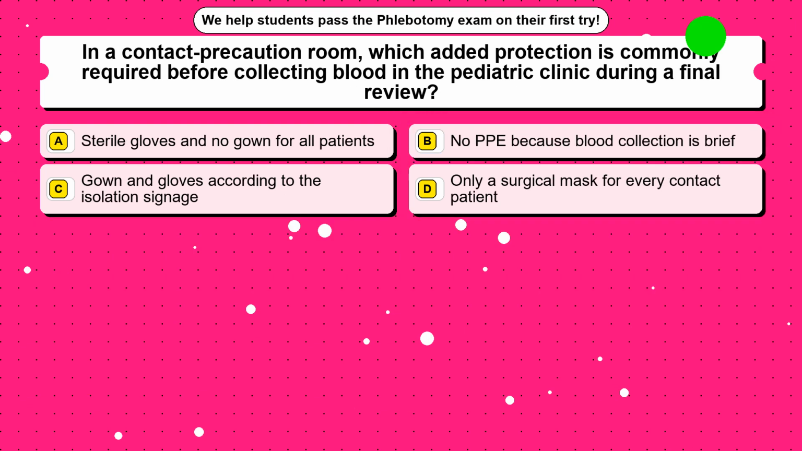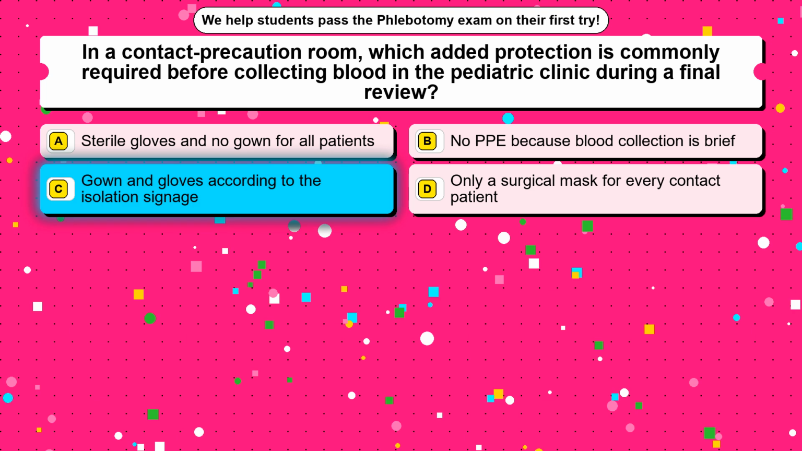Question 16. In a contact precaution room, which added protection is commonly required before collecting blood in the pediatric clinic during a final review? Option A, sterile gloves and no gown for all patients. Option B, no PPE because blood collection is brief. Option C, gown and gloves according to the isolation signage. Option D, only a surgical mask for every contact patient.